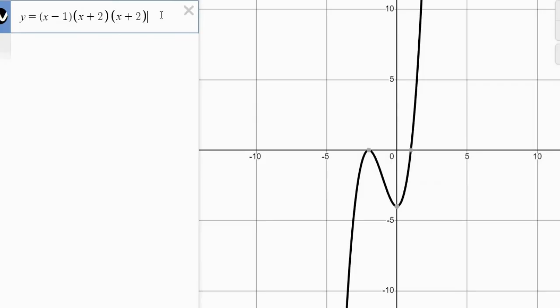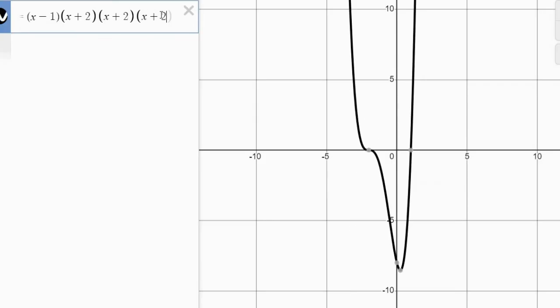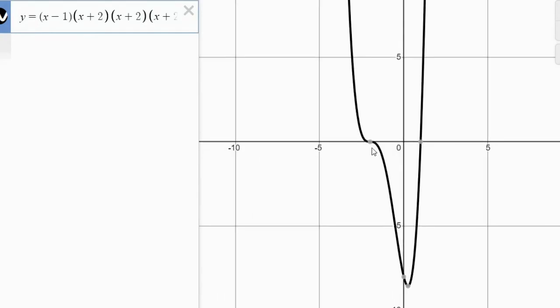Let's add a third one. X plus 2. Ah, see? It made that little wave as it crossed over the x-axis. There's only one solution here, so it went straight across the axis. Over here, there's 3, so it crossed, but it kind of waved as it went over. Kind of flattened out a little bit. So you can see the difference. This is a fourth degree because there's 3 solutions here and 1 here. That's why both ends go up, because it's a fourth degree.